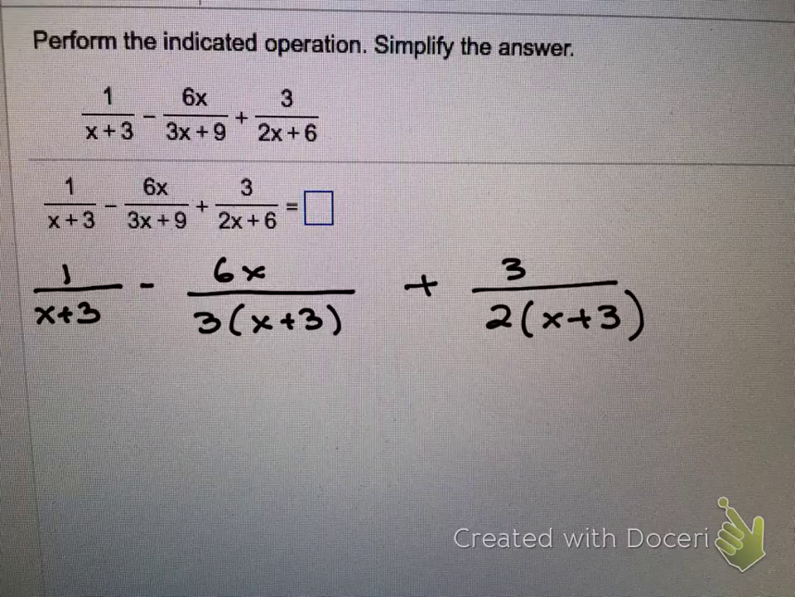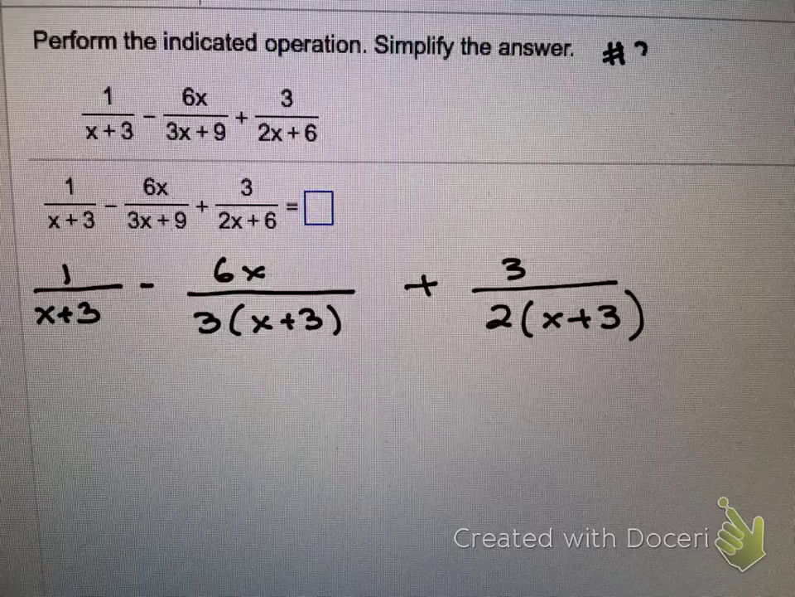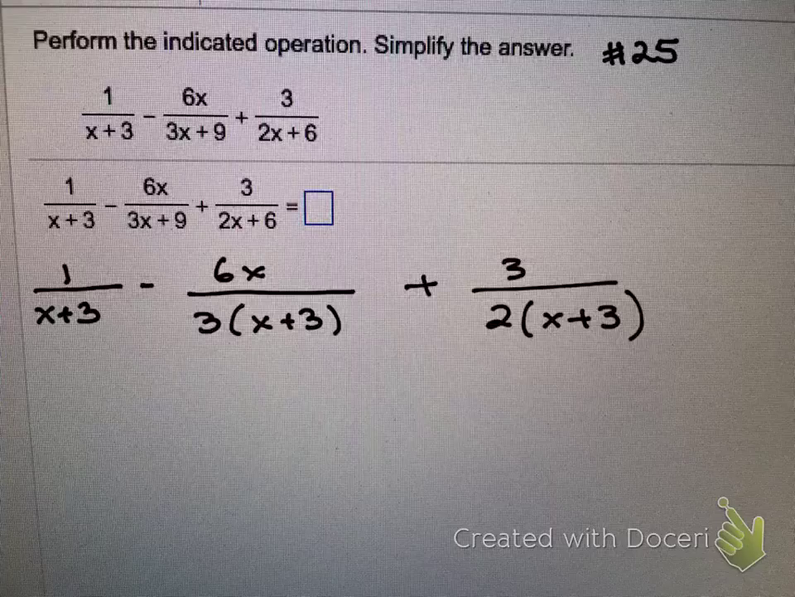So this is another problem from section 6.2. I think it's number 25. Again, here we have to subtract and add three rational expressions. So what I did first is I wrote every single expression in factored form of the denominator.